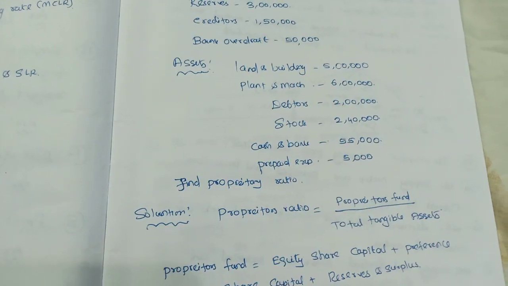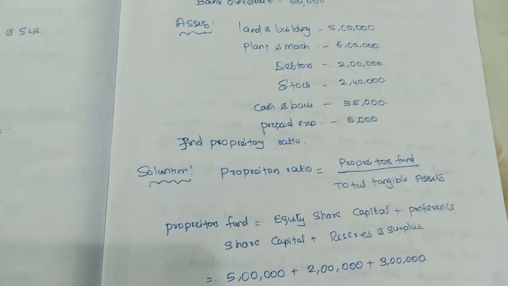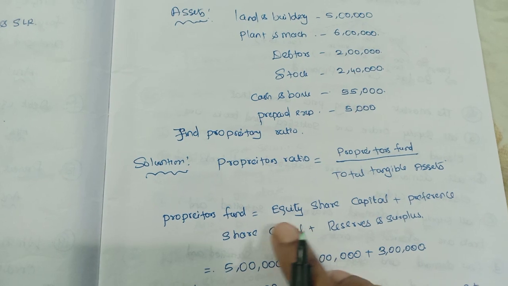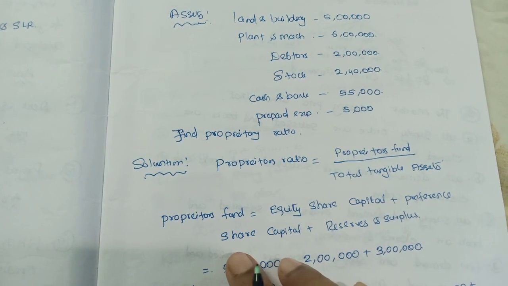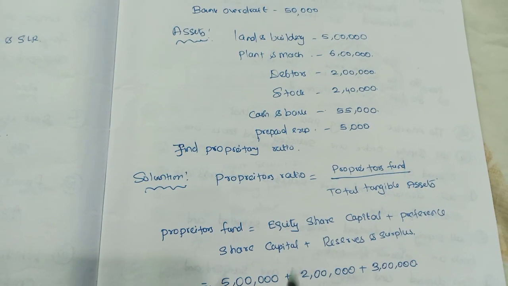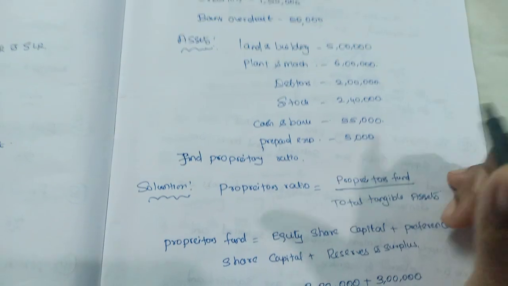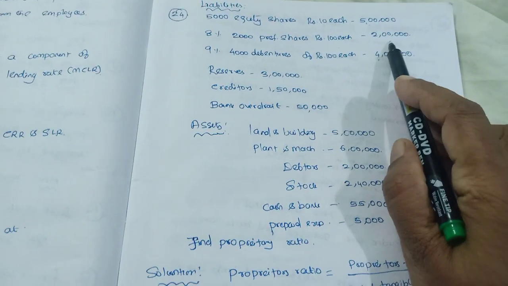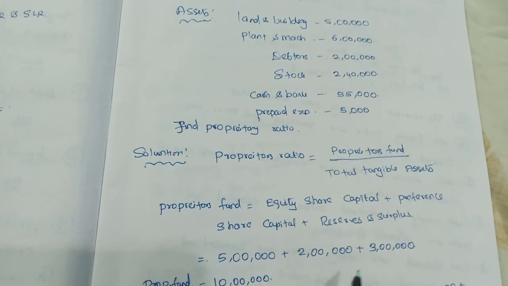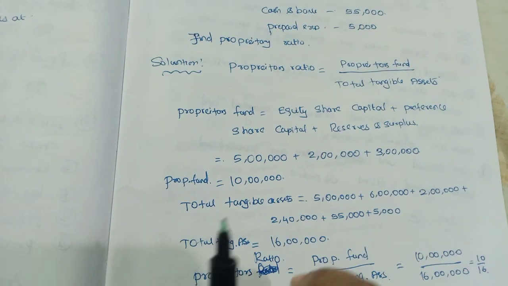Find the proprietary ratio. Proprietary ratio formula is proprietor's fund divided by total tangible assets. Next one, how to find the proprietor's fund. The formula is equity share capital plus preference share capital plus reserves and surplus. Equity share capital is 5 lakh and preference share capital is 2 lakh, and reserves and surplus are 3 lakh. So altogether we are getting proprietor's fund as 10 lakh.